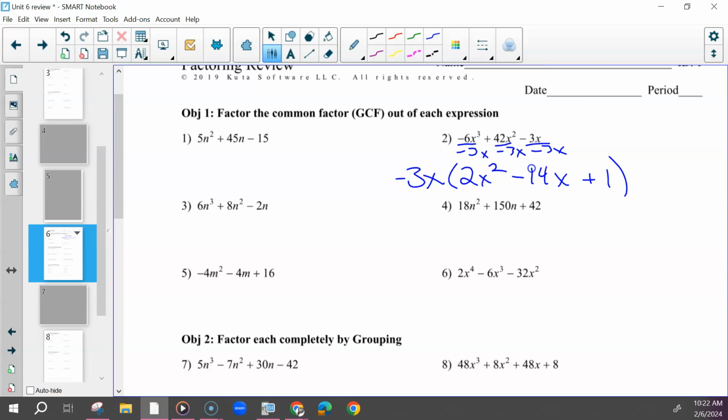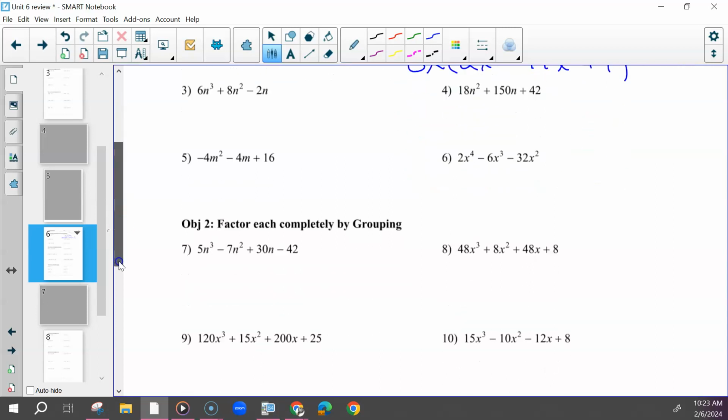Questions on that one? Any other GCF problems on this page or on the back page? Next section, grouping. Questions on the front page. 10. And I know what were you going to say? Which one? 10. Okay.